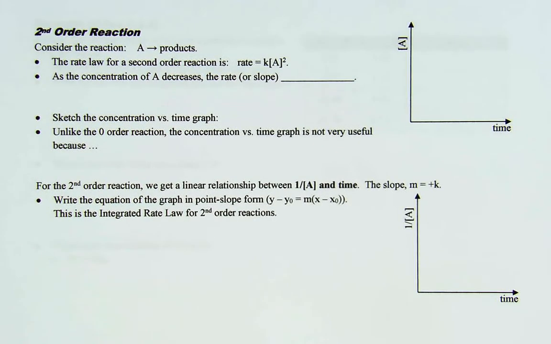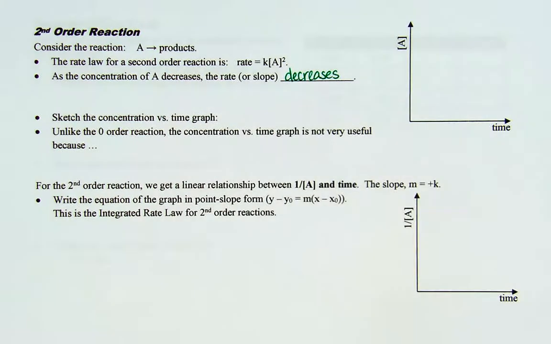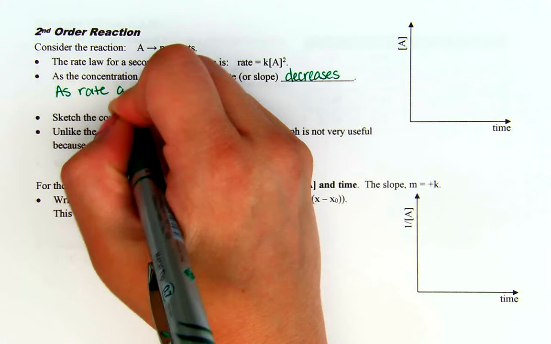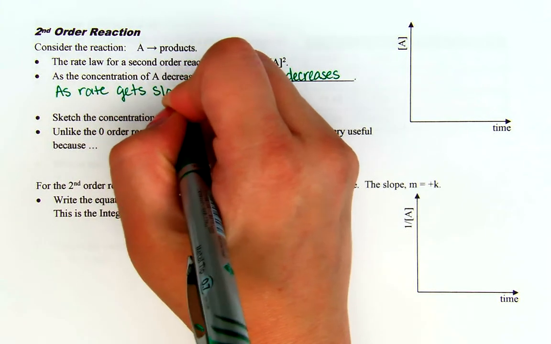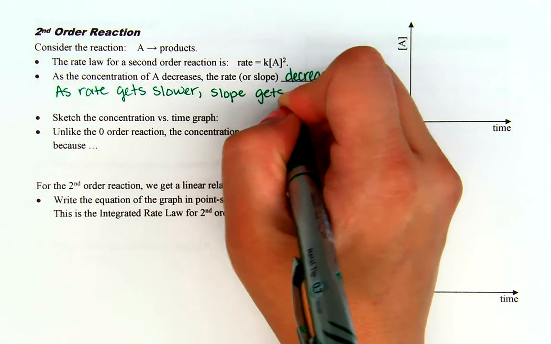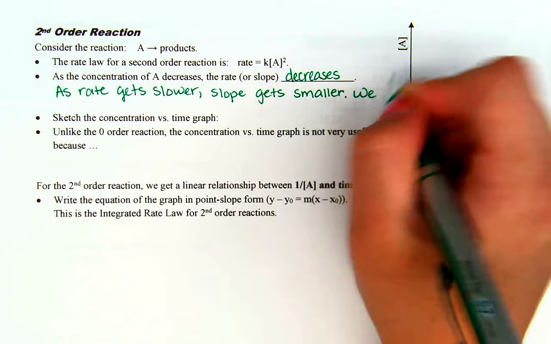So our second order reaction, we're going to consider that same reaction where we have A going into some products, and in this case, we're going to say it's a second order reaction. So again, as the concentration of A decreases, the rate or the slope also decreases. And again, just like in a first order reaction, as the rate gets slower, the slope gets smaller. And that means we get a curve.